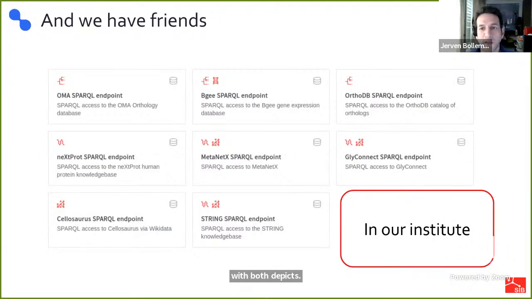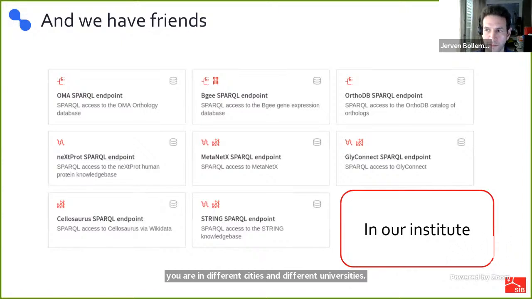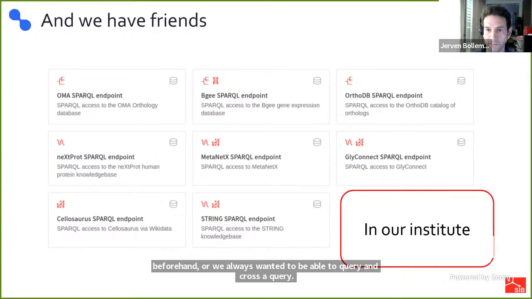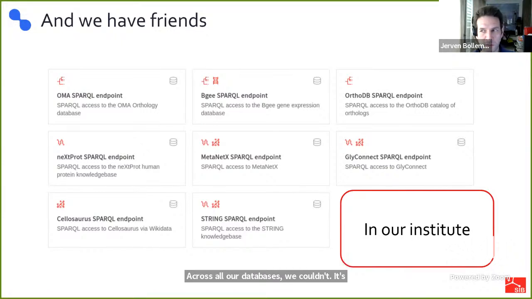The nice thing about SPARQL endpoints is that we're not just alone. There are network effects. We have friends, and many of them are in our institute. Our institute is a bit different than you might imagine, because like many things in Switzerland, it's federated. So when I talk about a database called BGee or STRING, they are in different cities and different universities. There are different firewalls between them. So even beforehand, where we always wanted to be able to query and cross-query across all our databases, we couldn't. It's only with SPARQL that we could, which is why more and more SPARQL endpoints are arriving. And keep attention to this list because it's going to grow.